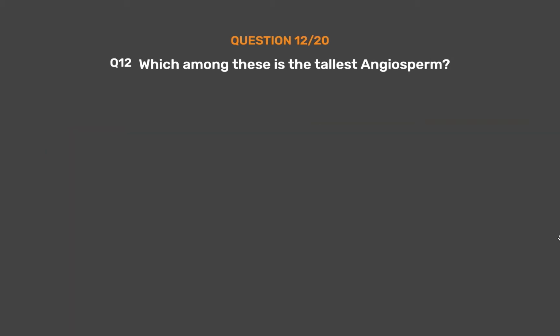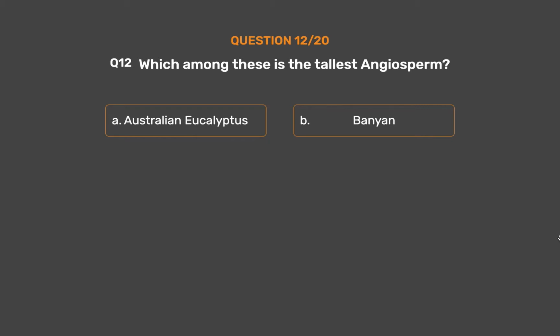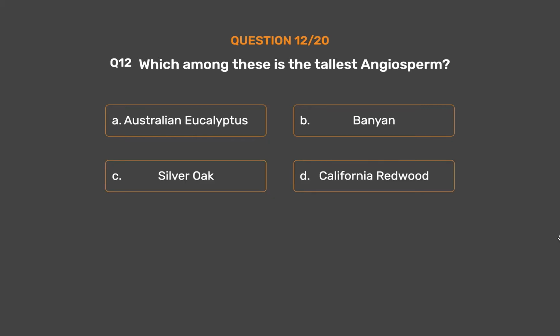Question number 12. Which among these is the tallest angiosperm? Option A. Australian eucalyptus. Option B. Banyan. Option C. Silver oak. Option D. California redwood.